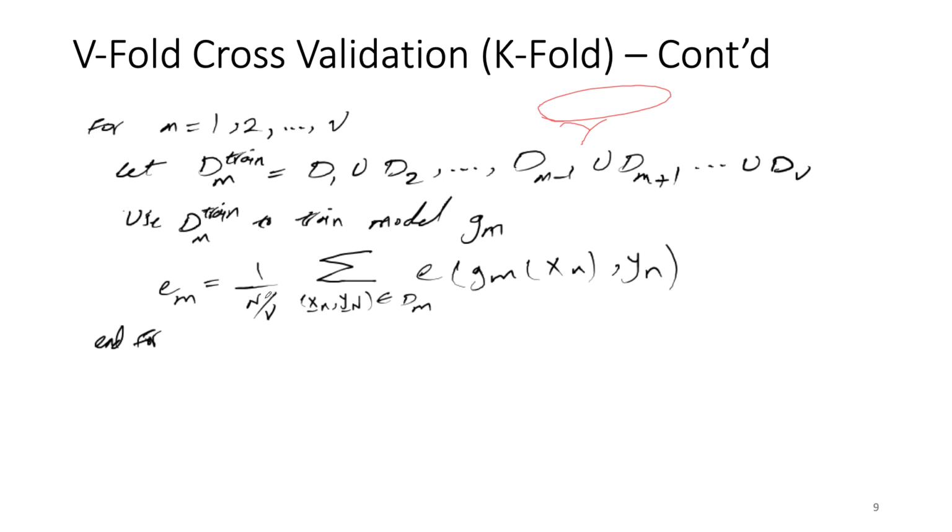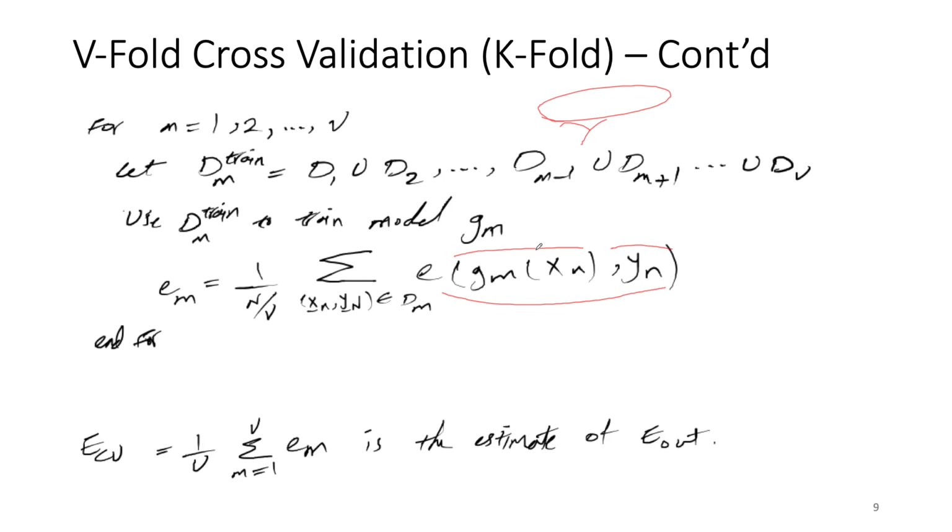So instead of using all the n's, you use 1 divided by n over V actually, right? It's a summation over (x_n, y_n) inside the D_m set, and you compute each of those errors, comparing the target and the estimate, the actual value and the estimated value. And finally, with this V-fold cross-validation, the E_CV, the error of your cross-validation, would be 1 over V, instead of 1 over n, times the summation of m from 1 to V of E_m. That's going to be the estimate of the E_out.